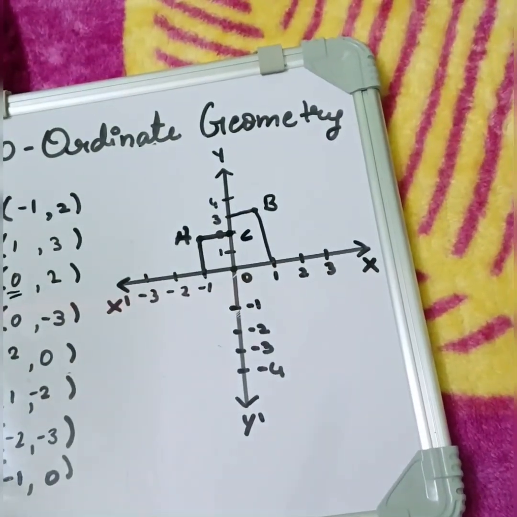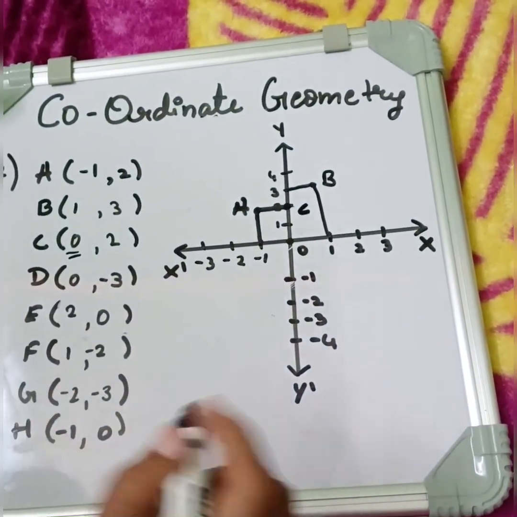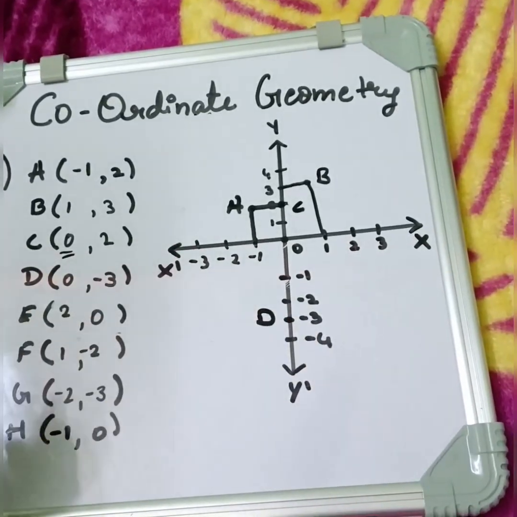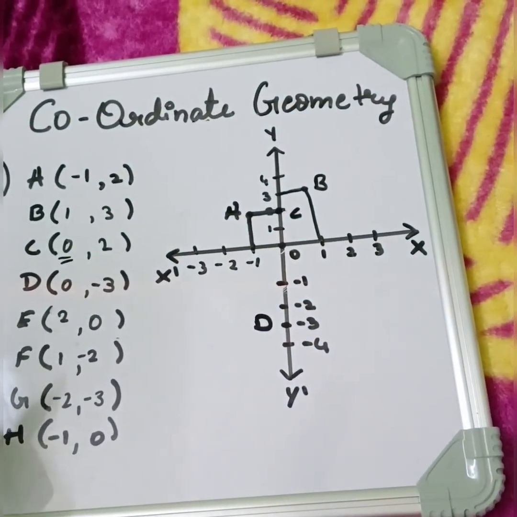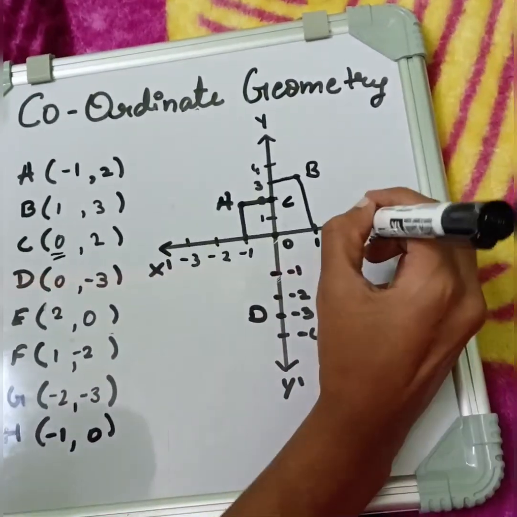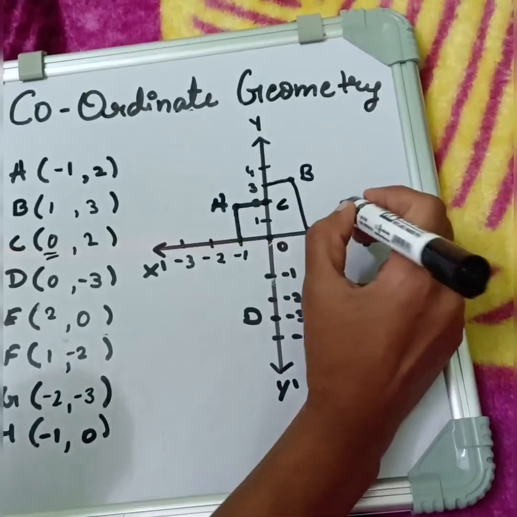Now point D: 0 comma minus 3. Minus 3 on the y-axis, on the negative side. This is point D. Now E: 2 comma 0. 2 comma 0 is on the x-axis, at 2 on the positive side, so it is on the right side.